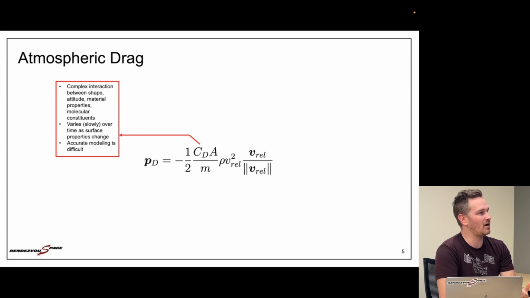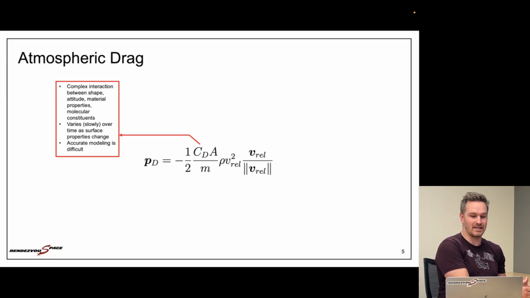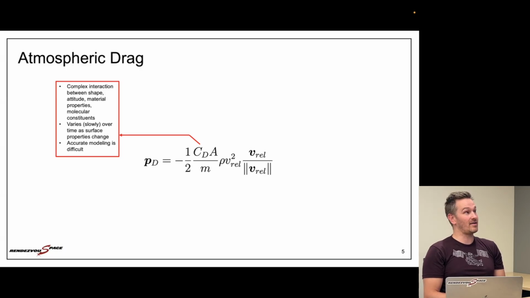This has been a topic of intense research for decades in the space domain, basically for satellites. And the value of CD is the result of a complex interaction between spacecraft shape, the attitude, material properties, the molecular constituents at the chosen altitude. This is varying relatively slowly over time as the surface properties change as well. And it's very difficult to model accurately.